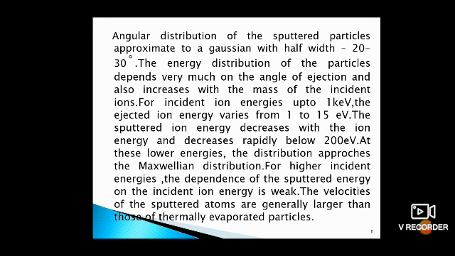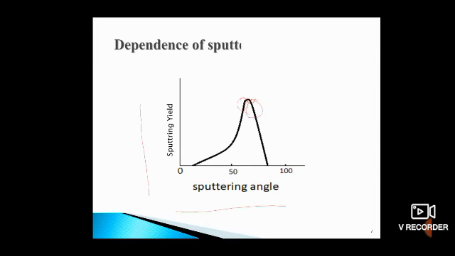This figure just shows the dependence of sputtering yield on angle. We already discussed that the sputtering yield is found to depend on the angle of sputtering, and the maximum is around 70 degrees.